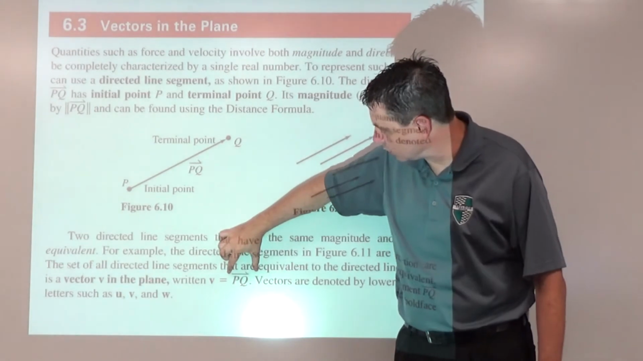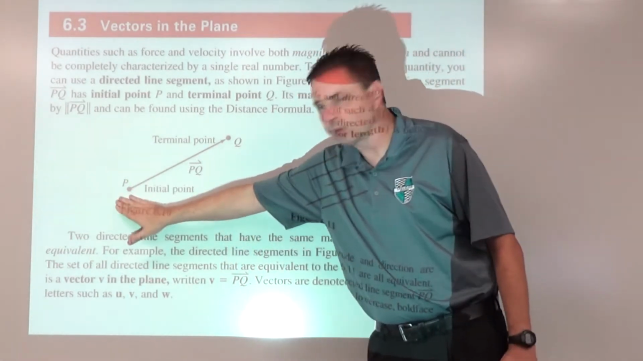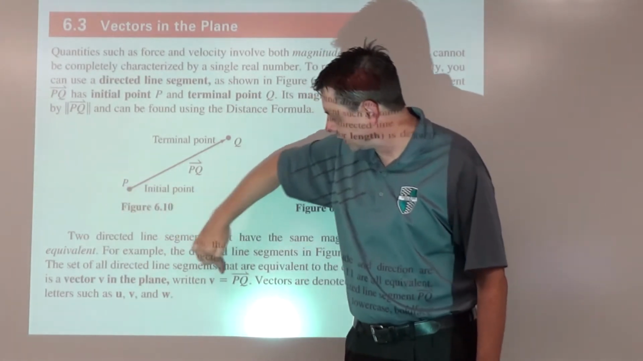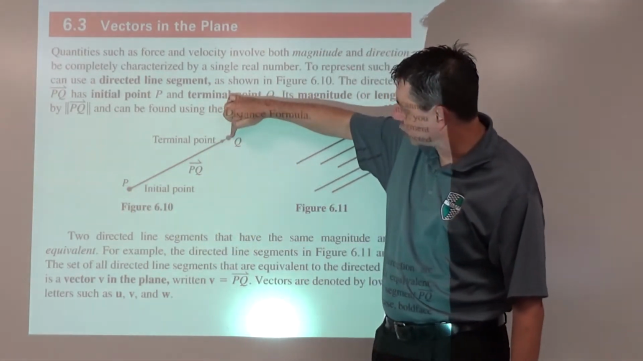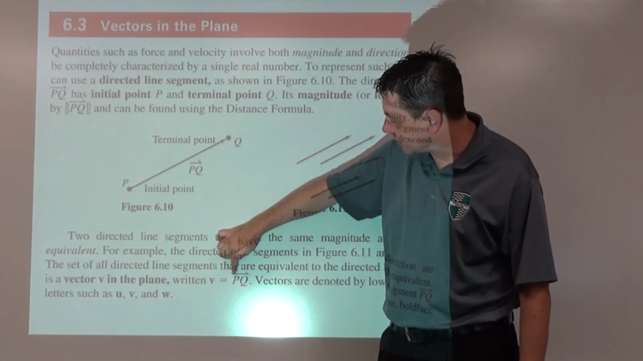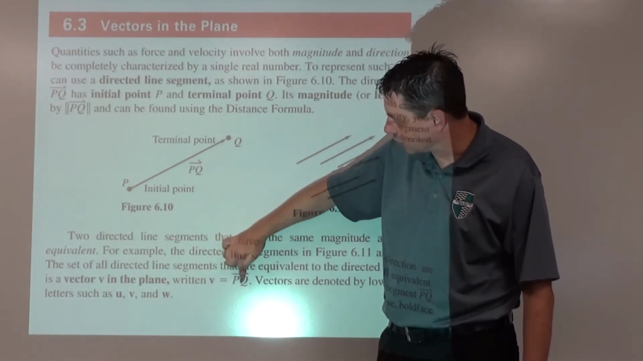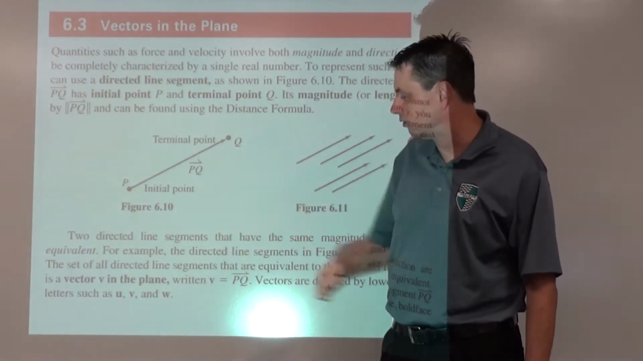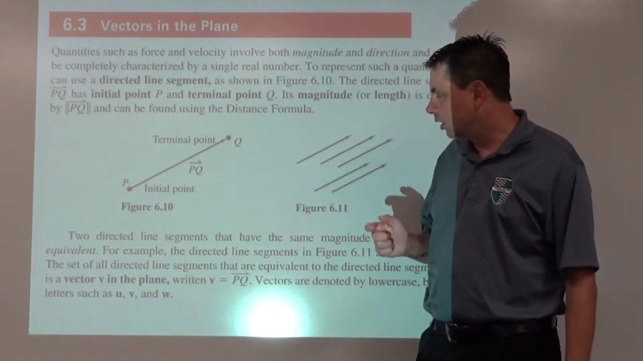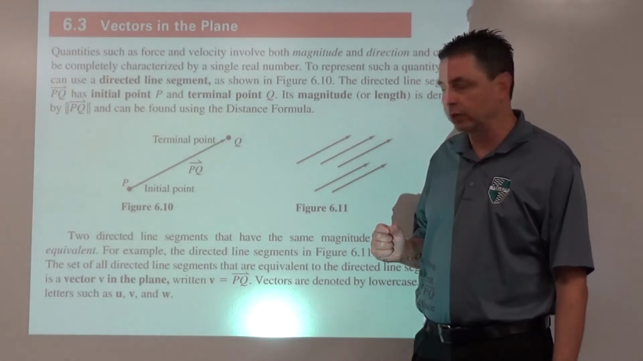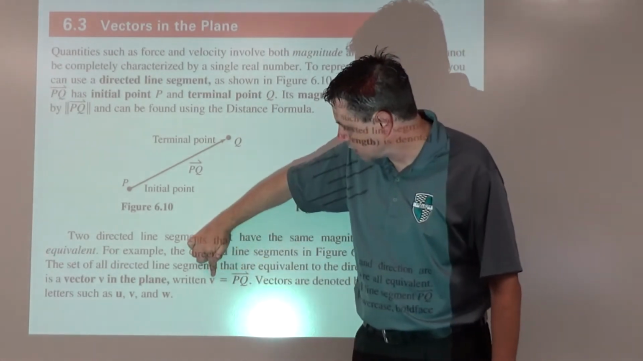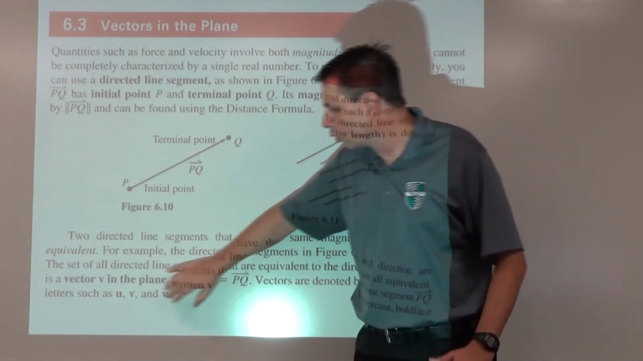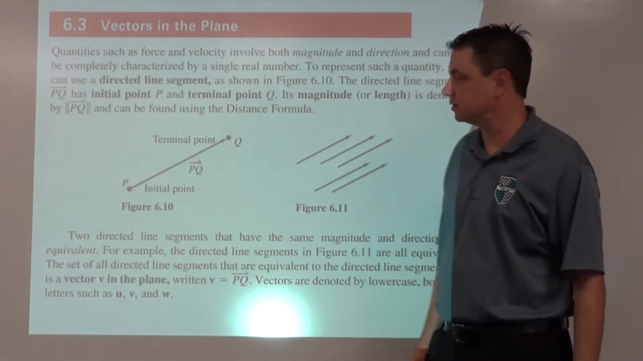The symbol that we use is very similar to a ray. The letter for the initial point goes first, the letter for the terminal point goes second, and the symbol for the vector kind of looks like a ray, but it only has the top part of the arrow. So that's the symbol for a vector. Often vectors can be written with lowercase letters like this, and in type you would usually see it bold or sometimes italicized.